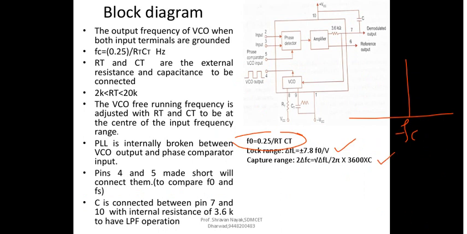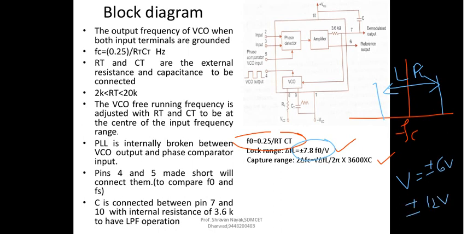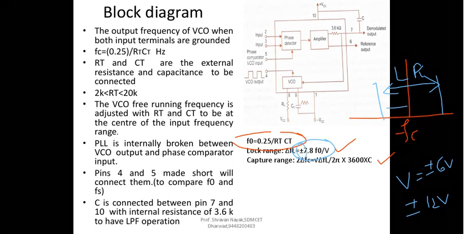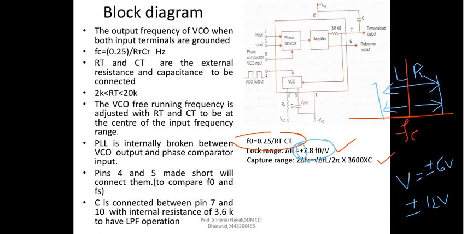Then you have got two more ranges of the frequency as we have discussed in the earlier slide. One is called the lock range, right? So let us say that your lock range is somewhere here. This is called LR, the lock range. The lock range is given by delta FL is equal to plus or minus 7.8 F naught divided by V, where V is the supply voltage. I have already told you that this supply voltage can vary from plus or minus 6 volt to plus or minus 12 volts, right? So this plus or minus indicates that the lock range varies on either side of FC.